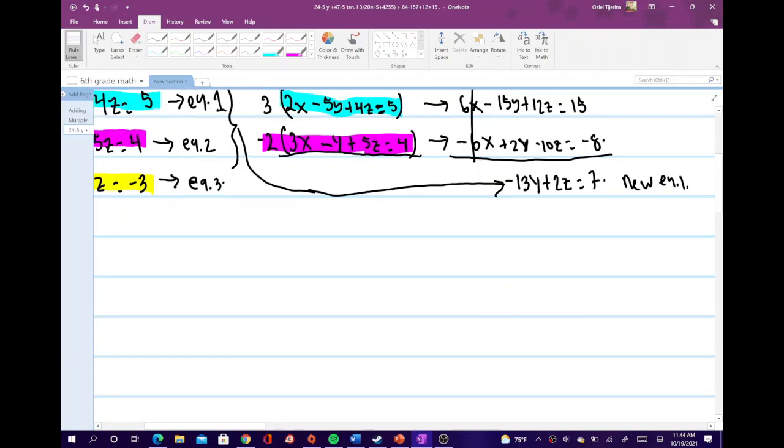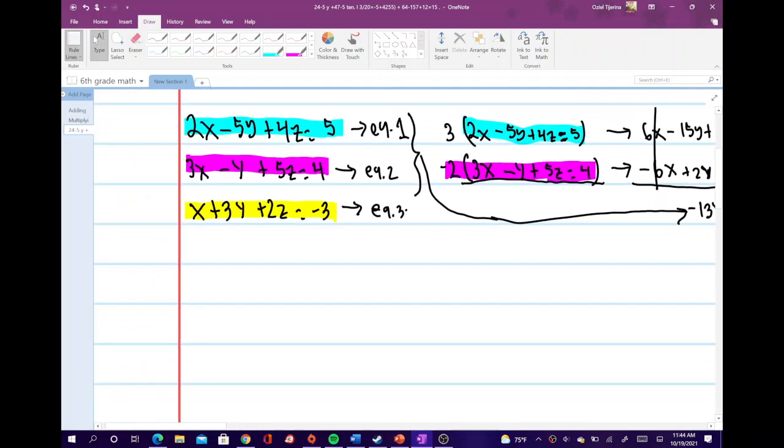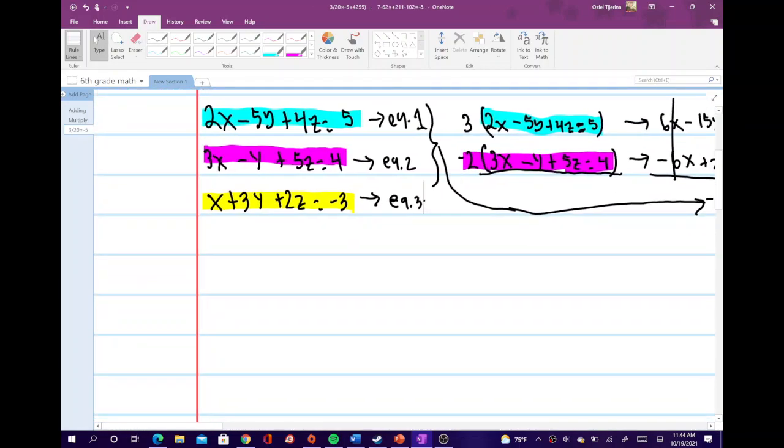So basically, let's see here. We have 2x minus 5y plus 4z equals 5. And then we have x plus 3y plus 2z equals -3.